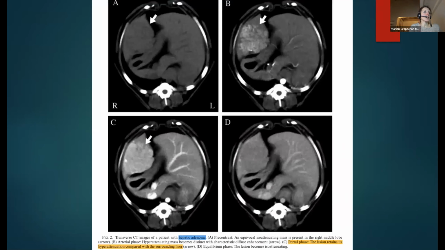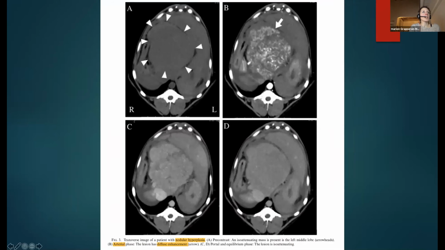And here, hepatic adenoma with a retention of the hyperattenuation in the portal phases compared with the surrounding liver. So that is one of the characteristics of adenoma, and it is quite isoattenuating in the delayed phase, what they call the equilibrium phase. This was nodular hyperplasia, and we can see isoattenuating in the delayed phase, and otherwise quite hyperattenuating, a little bit heterogeneous in the arterial phase, but much more homogeneous in the portal phase.